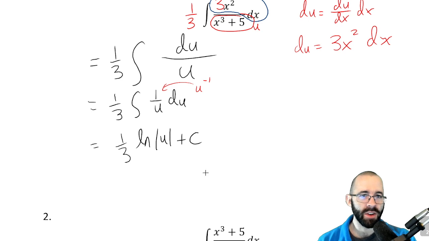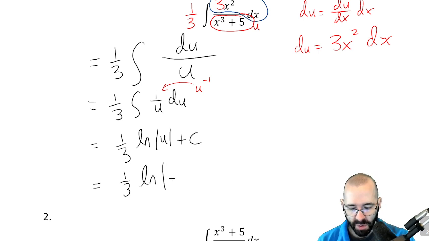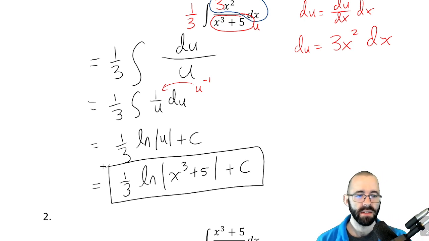And now we just put everything back in terms of x's and we're okay. Again, it's okay to make mistakes. Just erase it once you realize it. We get a divide by 0 error. Yeah, that's going to be a red flag. U, we said, was x cubed plus 5. And we get this as our antiderivative.